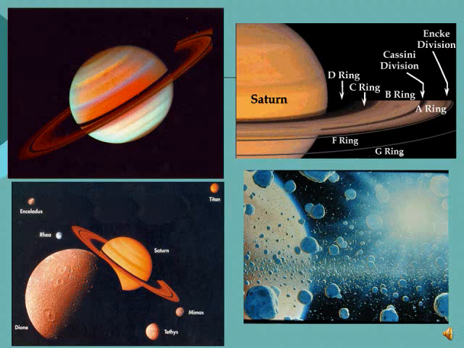The bottom right picture is what we would suspect the rings would look like close up, and it's not going to be just rock. It will be dust, it will be ice that go around it, because it is very cold in that region of our solar system.